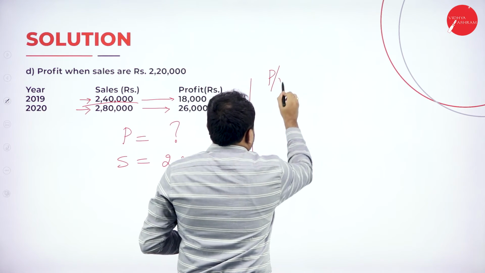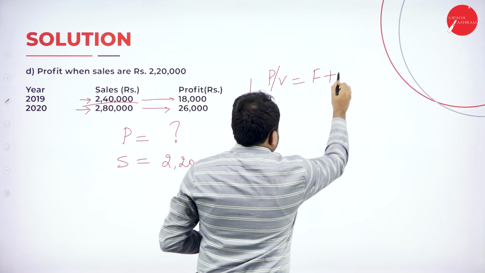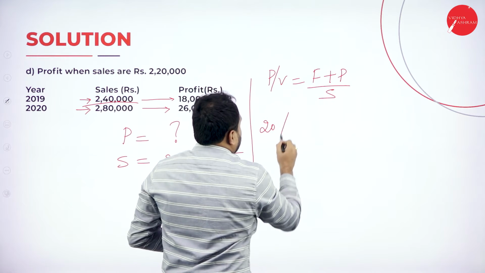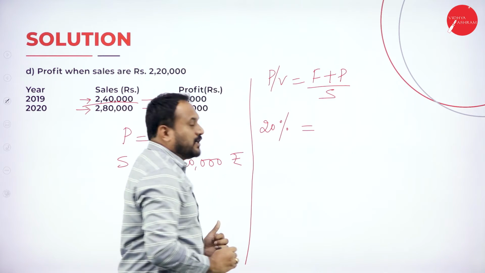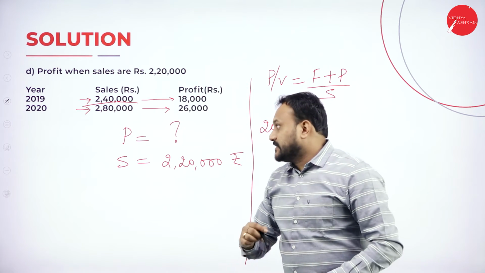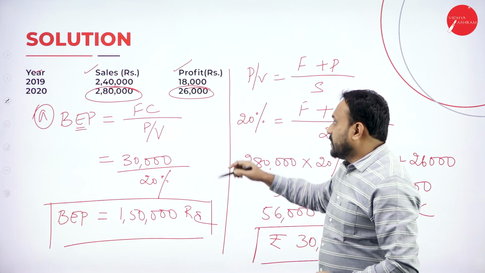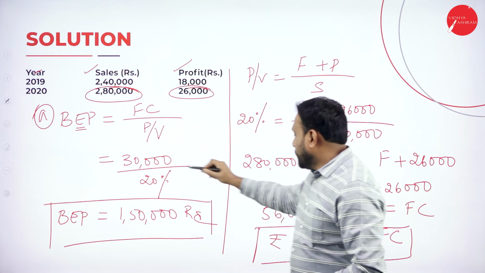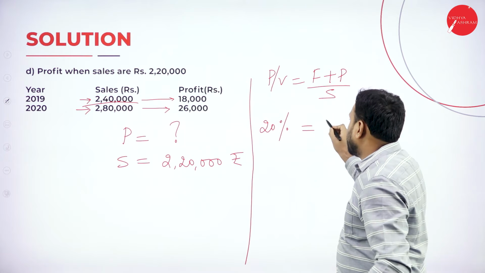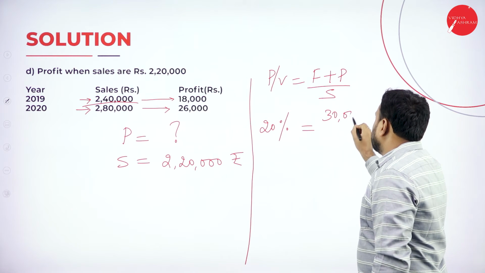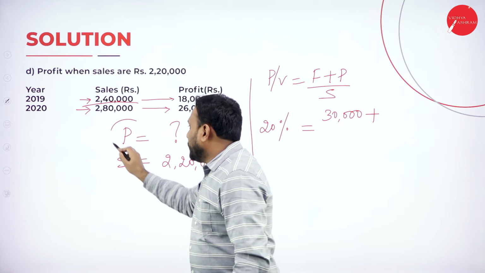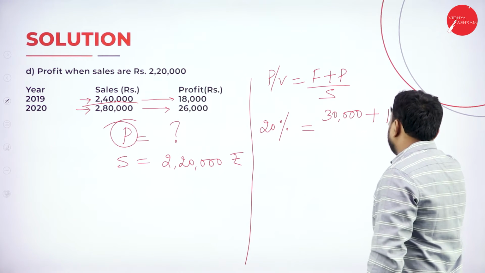We have PV is equal to F plus P divided by S. Now PV is how much? 20%. Now what is F? Fixed cost. We have calculated fixed cost, isn't it? Let's check our fixed cost. Here, fixed cost is how much? 30,000. So we need to take the fixed cost here: 30,000 plus. Now, what are they asking? We need to find profit. So it is P here.